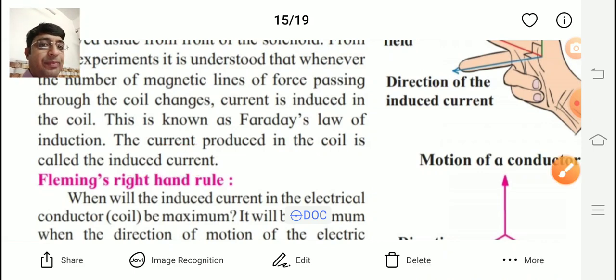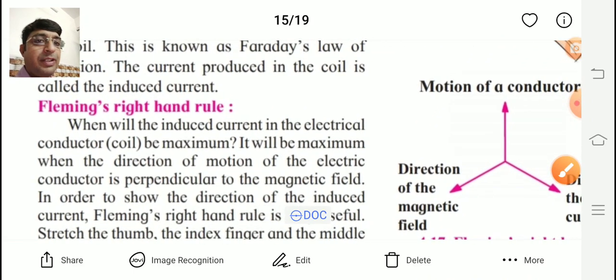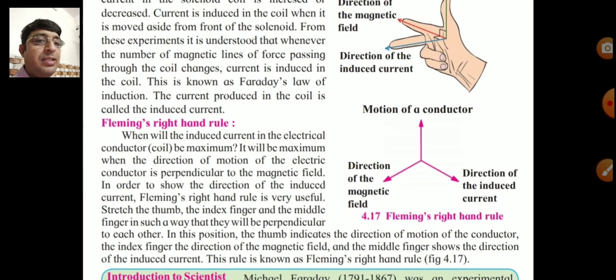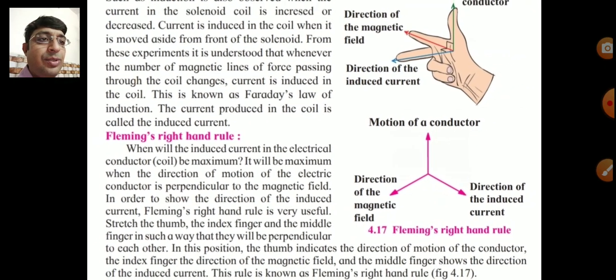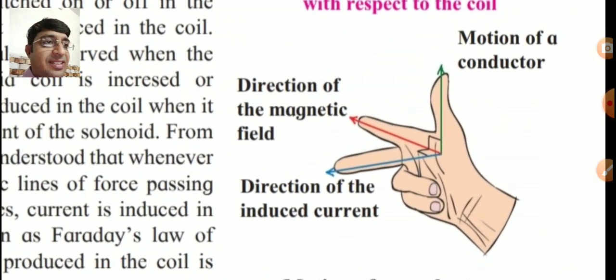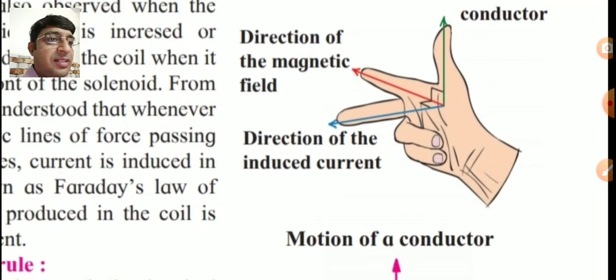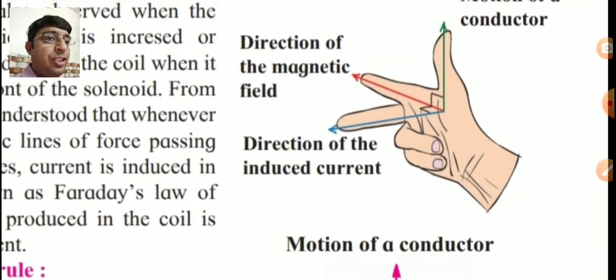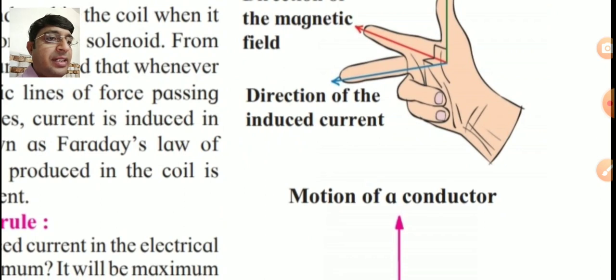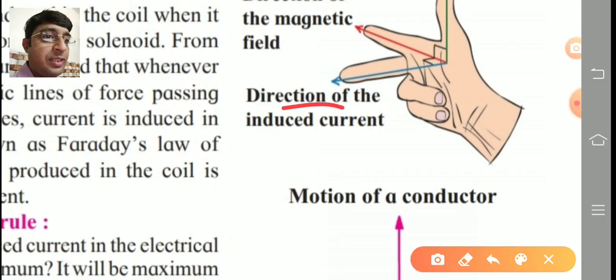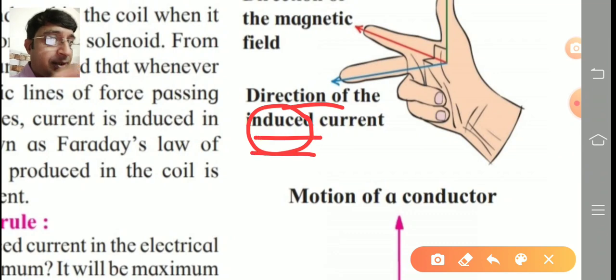Mark it properly. Again, a 2-mark question is asked, like Fleming's left hand rule. Fleming formulated the right hand rule also. Again use the 3 fingers. Thumb shows the direction of motion of conductor. Forefinger shows the direction of magnetic field, and middle finger shows the direction of current in left hand rule. But in right hand rule, which word is used here? Direction of this induced current.